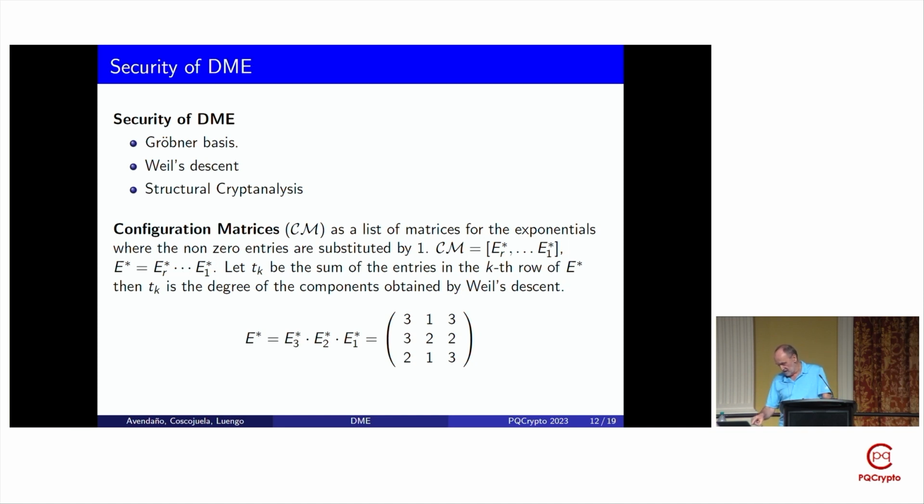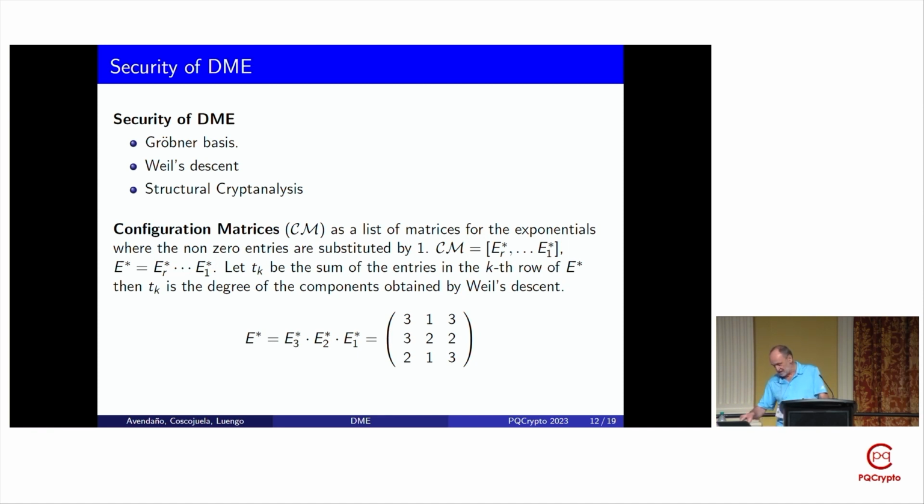For instance, we call it E star i. We consider E star the product of all the exponent matrices. Then we call T_K the sum of each row. The number of exponents is 2 to the T_K, and also the degree of the polynomial obtained by gradient descent is just T_K.